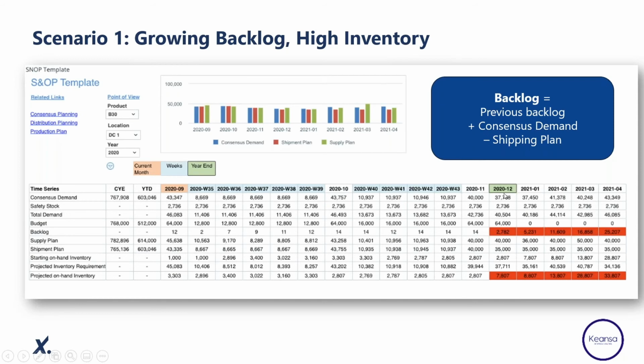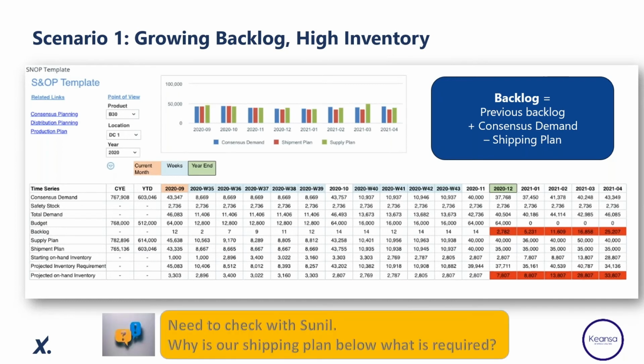So here's what we think we should be shipping out, minus my shipping plan. My shipping plan here shows to be 35,000. So I'm actually not shipping what is required. So I'm going to go back to Sunil. Sunil is our supply planner, and I'd like to get an explanation from him on why we're not shipping what we should be shipping to our customers. Sunil?